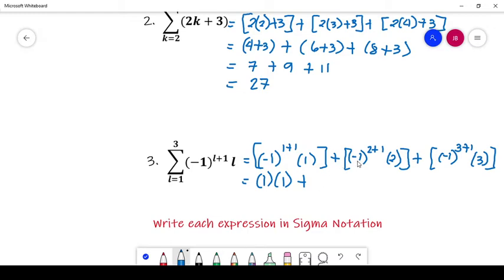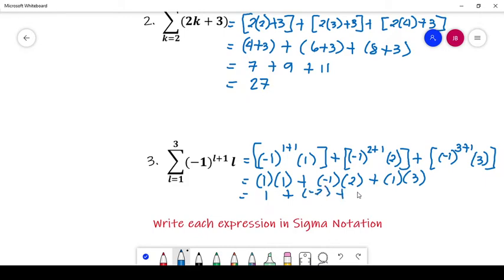So we have negative 1 raised to 2 plus 1, and that is negative 1 times 2. Plus negative 1 raised to 3 plus 1. 3 plus 1 is 4, so our exponent is 4. Negative 1 raised to 4 is even, so we have 1 times 3. And then 1 times 1, we have 1, plus negative 1 times 2, so that is negative 2.